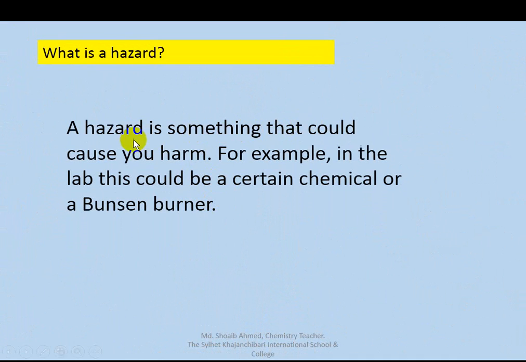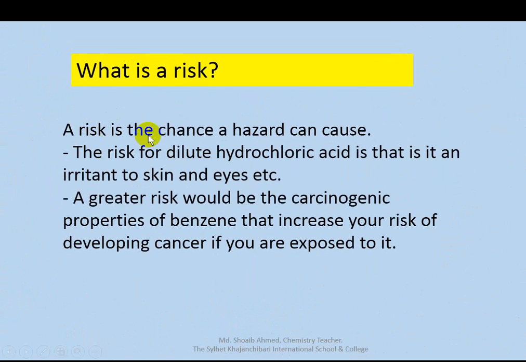A hazard is something that could cause you harm. For example, in the lab, this could be certain chemicals, a Bunsen burner, or any apparatus or chemical which can cause harm. Those are hazards. Risk is the chance of harm. What is the risk? Risk is the chance that a hazard can cause you harm.